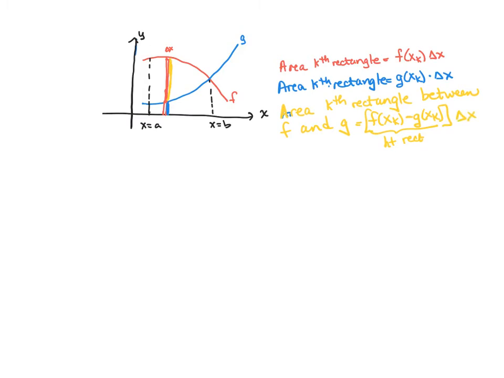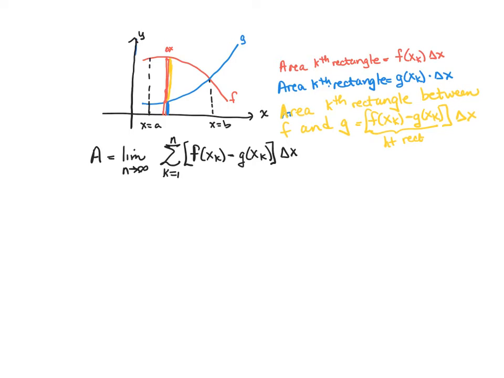And then, of course, if we sum up infinitely many of these rectangles, we could represent the area of the yellow region as follows. The area is equal to the sum from k equals 1 to n of f of x sub k minus g of x sub k times delta x. So we partition the region into n subintervals of equal width delta x. And if we want to sum up infinitely many rectangles, we put the limit in front.